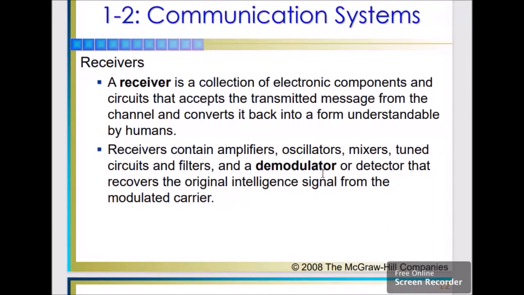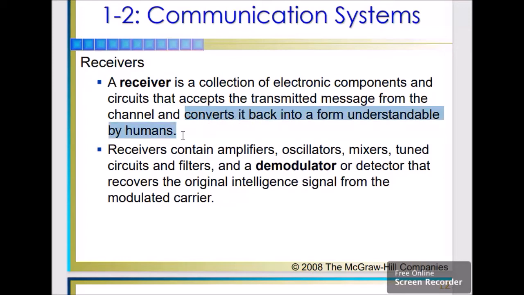We also have the receivers. So, a receiver is a collection, same lang siya sa transmitter. It is also a collection of electric components and circuits that accepts transmitted message from the channel. Pero ang ginagawa niya, it converts it back in a form understandable by human.